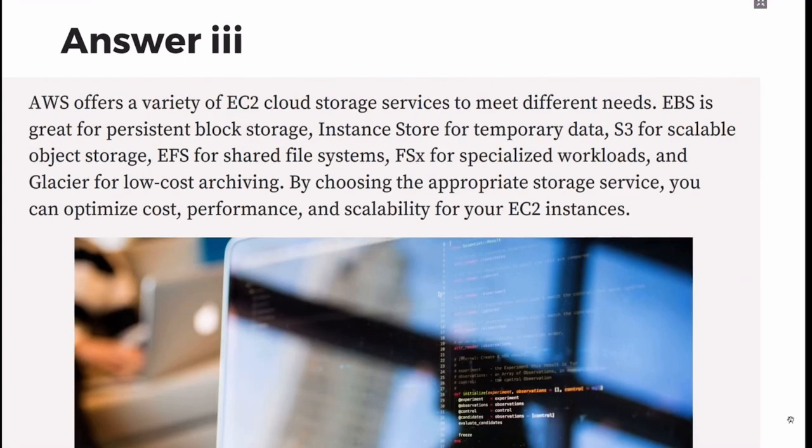So here is the answer for question number 3, the conclusion. AWS offers a variety of EC2 cloud storage services to meet different needs. EBS is great for persistent block storage, Instance Store for temporary data, S3 for scalable object storage, EFS for shared file systems, FSx for specialized workloads, and Glacier for low-cost archiving. By choosing the appropriate storage service, you can optimize cost, performance, and scalability for your EC2 instance.